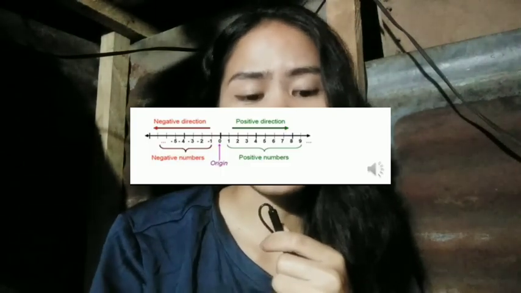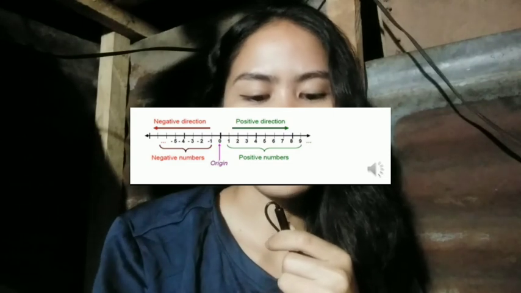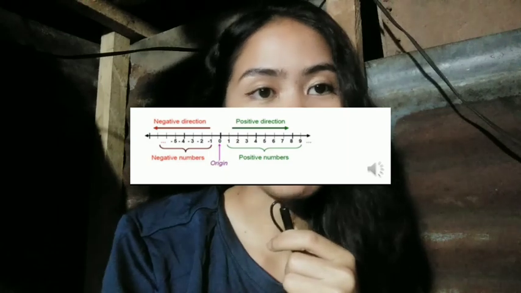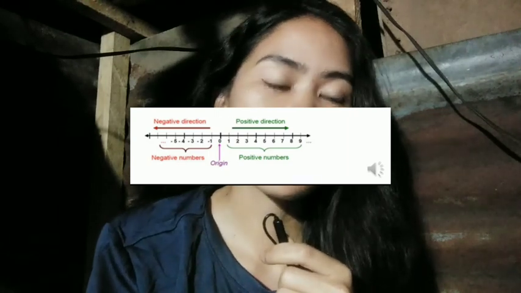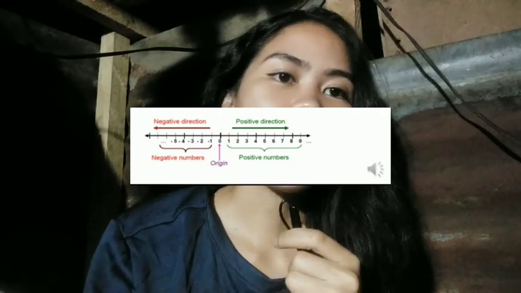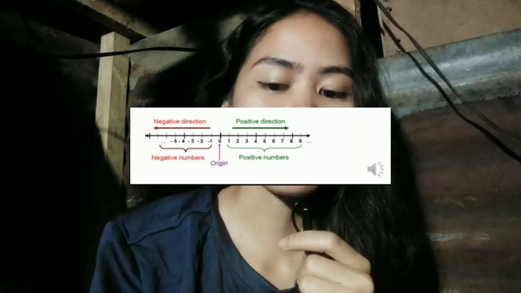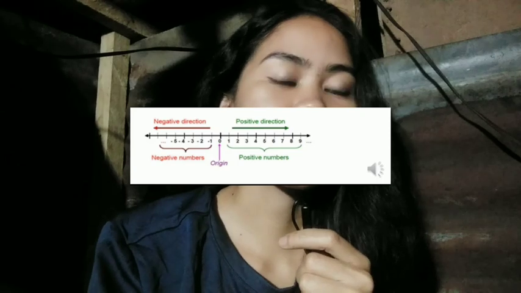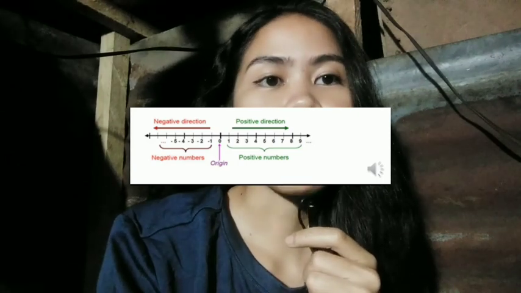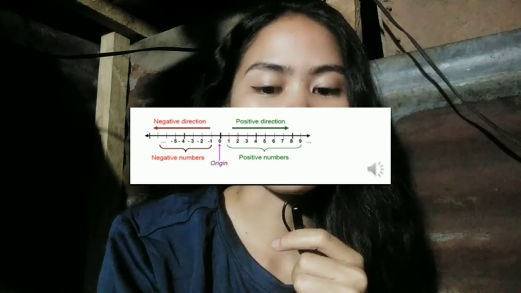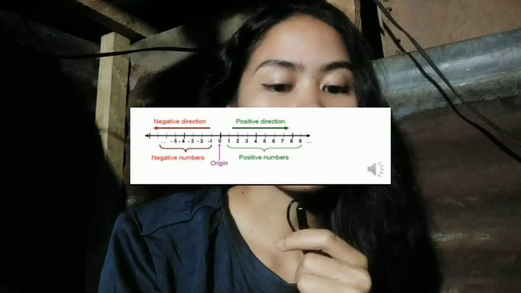As we all know, real numbers can be represented on a straight line known as the number line. In the middle of the line we place the number 0, which we refer to as the origin. To the right of the origin, we have the positive direction containing the positive numbers, while on the left we have the negative numbers. You can see this clearly in the diagram in front of us.